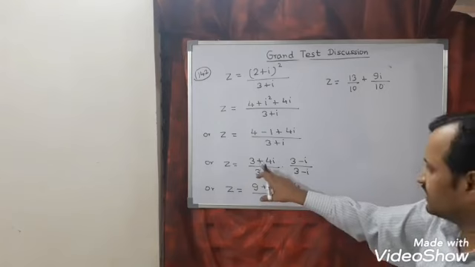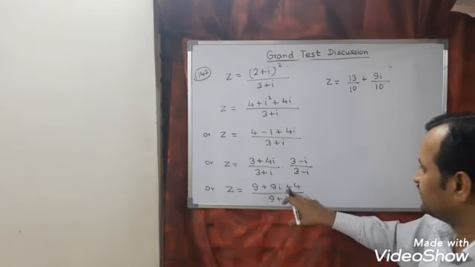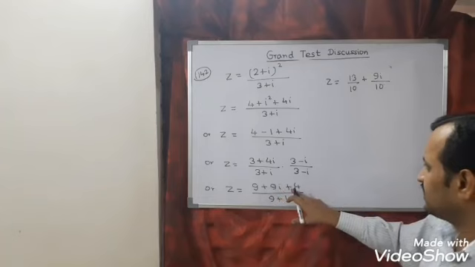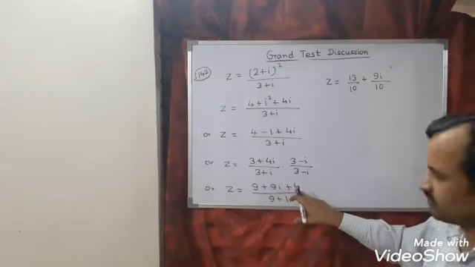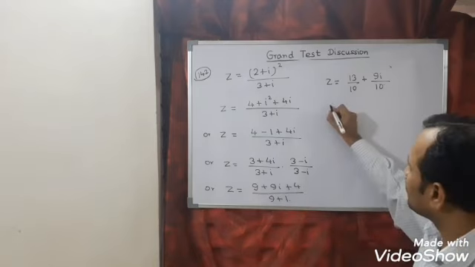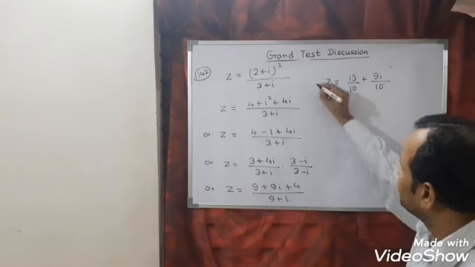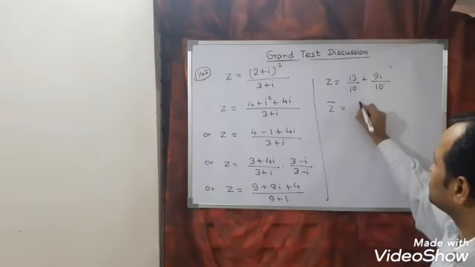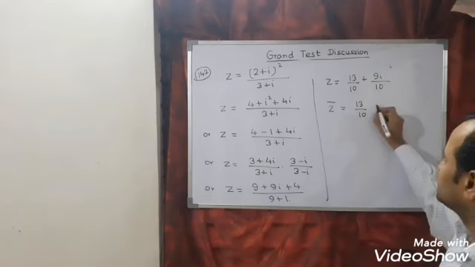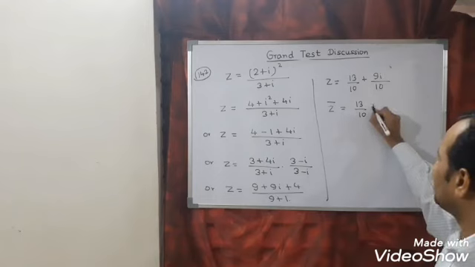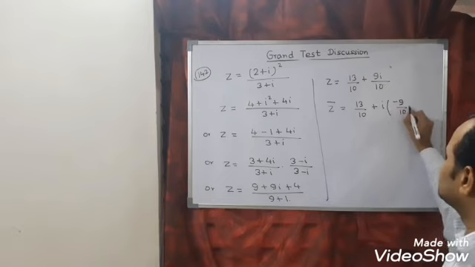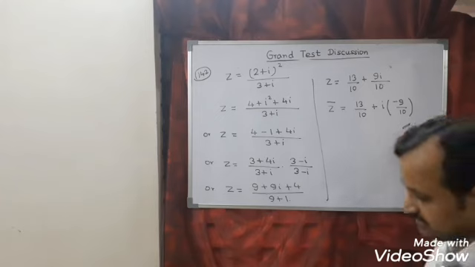I think the calculation is correct. 3 3s are 9. So minus 3 means here plus 9i, and here it is nothing but plus 4. Yes. So the question is: find the conjugate. The conjugate of this is denoted by z bar, which is 13 by 10, and replacing i by minus i, you get minus 9 by 10 i. So this is the required answer.